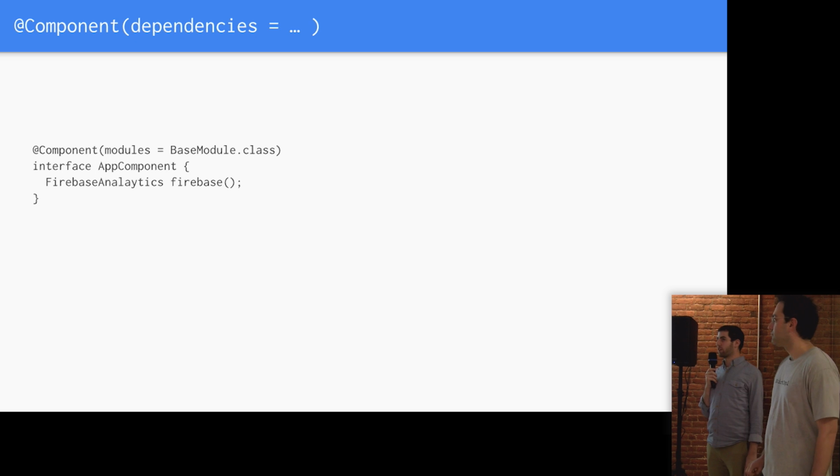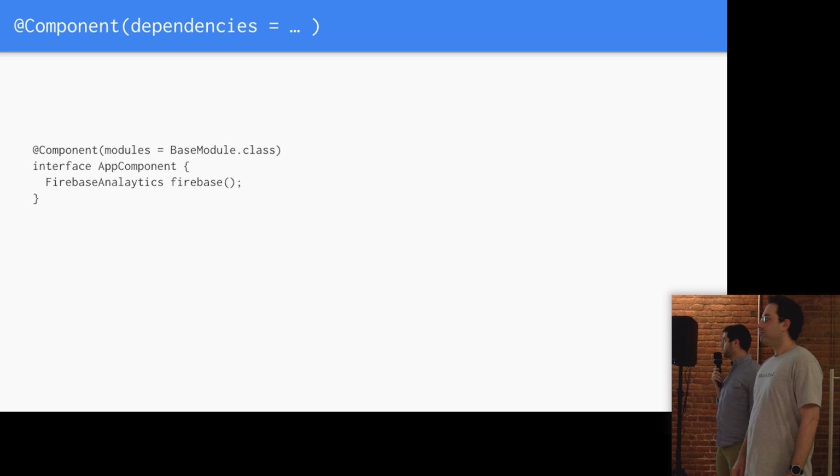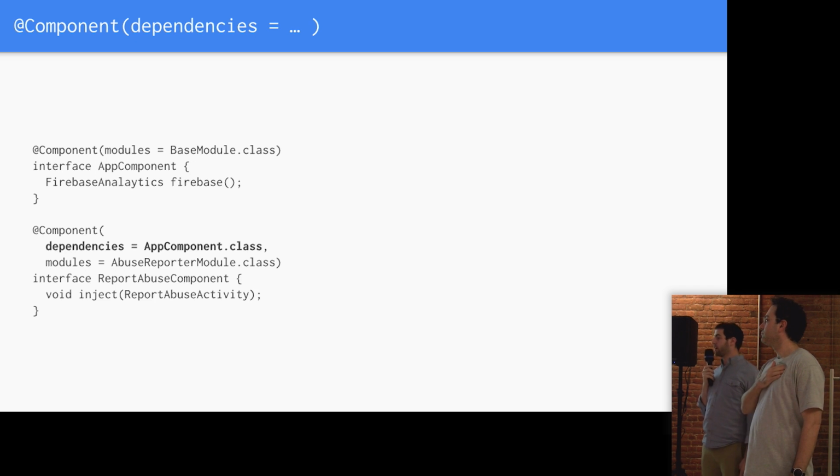So let's talk about how you can compose different components. So one way, the older method, is if we have one component, modules as normal, we can create now another component which declares the first one as a dependency.